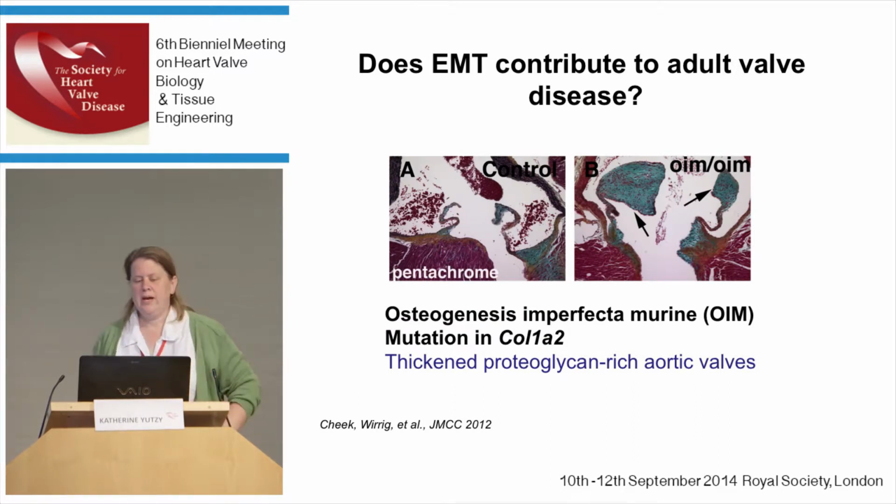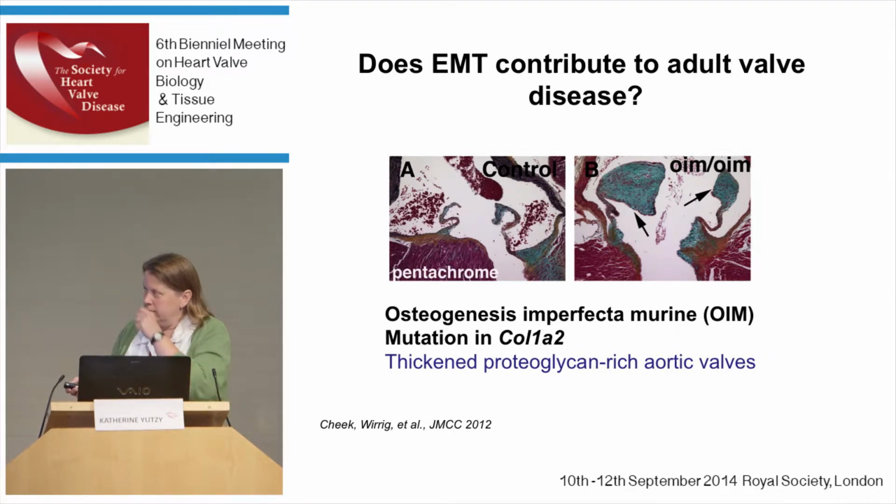So another question that we had is, does an endothelial mesenchymal transition contribute to adult valve disease? What I told you was those endocardial cushions form initially through this endothelial mesenchymal transition, where endocardial cells delaminate and then migrate into the cushions. We don't know if that happens in adult disease, and we wanted to look at that more.